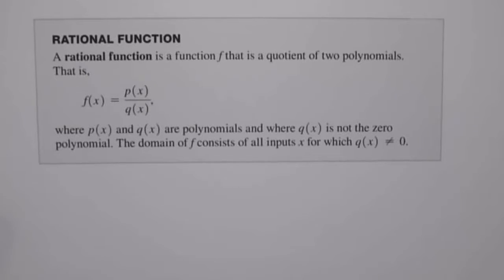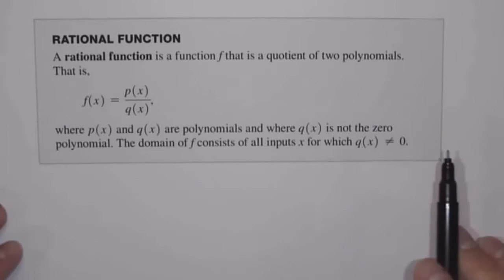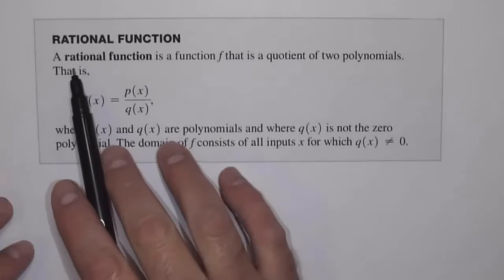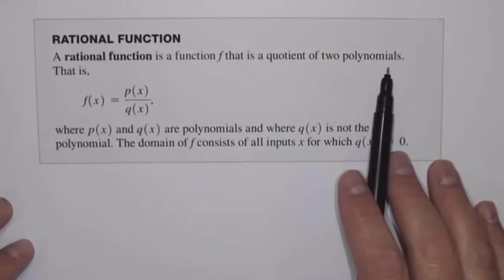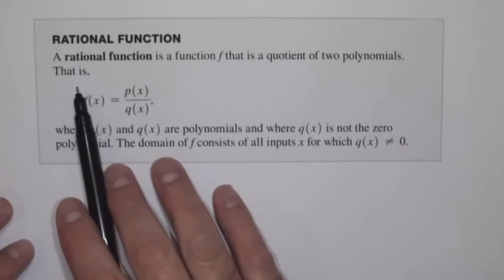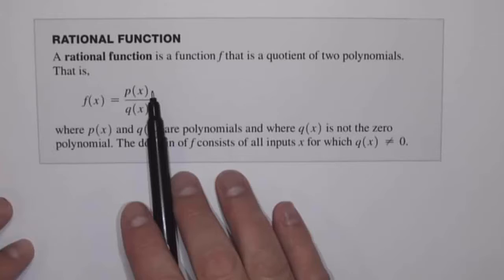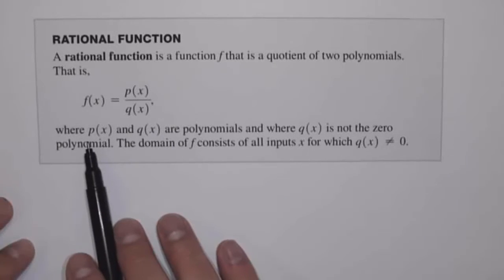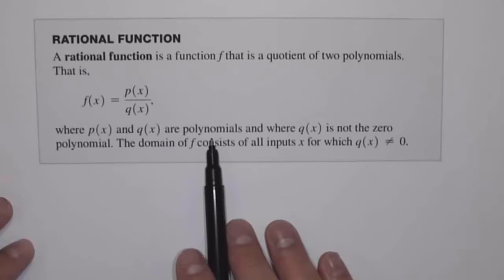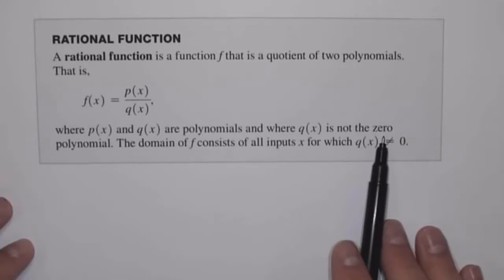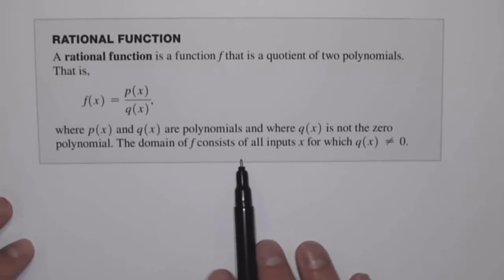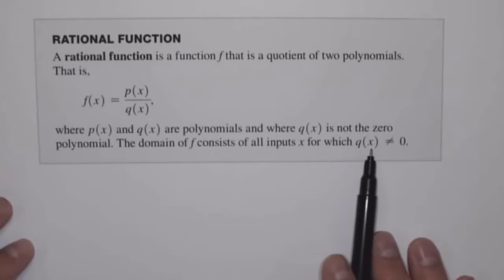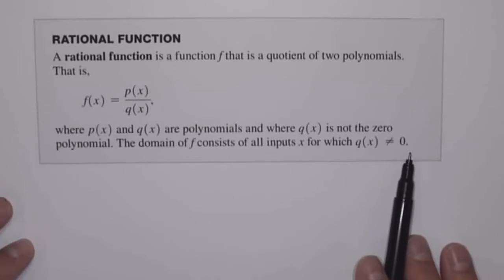So in this video, we're going to study rational functions. Let's begin by defining a rational function. A rational function is a function f that is a quotient of two polynomials. That is, f of x equals p of x over q of x, where p of x and q of x are polynomials, and where q of x is not the zero polynomial. The domain of f consists of all inputs x for which q of x is not equal to 0.